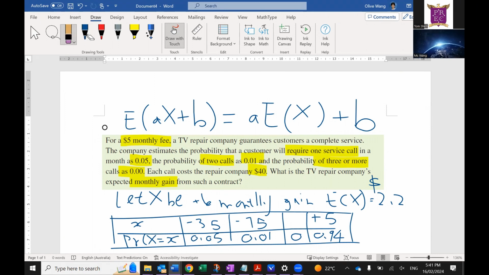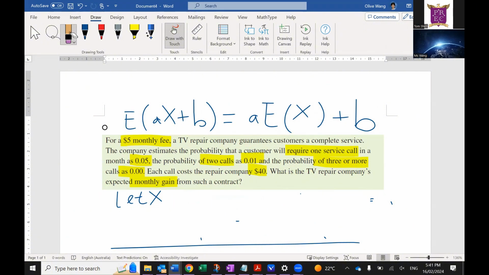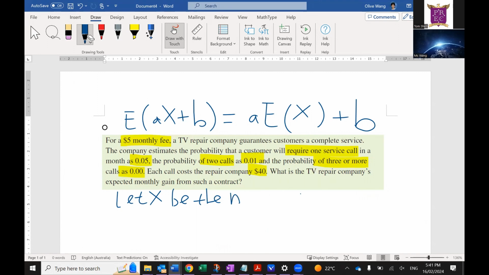Could I rub this out? Yeah, almost there, and I'll give you some time to do your own practice. So I could let X be the number of calls as well. Jack, are you doing your work there? Yeah. Seem really busy.